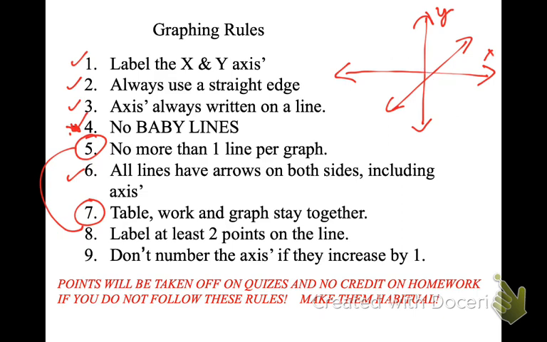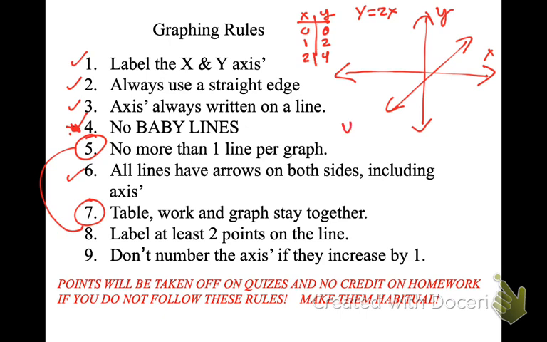What I do want to see is that, let's say you had a table. This is what I mean by table, work, and graph stay together. And let's say the equation is like y equals 2x. Okay, and so here's x, here's y. So it's 0, it's 0. It's 1, it's 2. It's 2, it's 4. Okay? I want to see everything right near the graph. Is everybody clear on that? Yes or no? Yes. The table, the work, the graph should all be together.